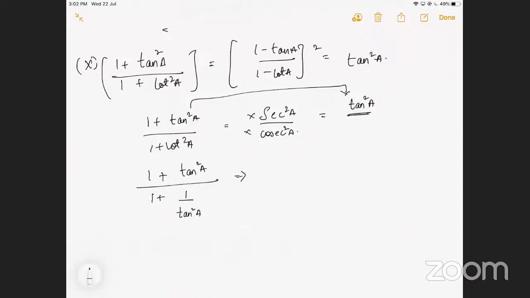So then we'll take LCM in the denominator. Okay, 1 plus tan square A plus 1 into tan square A. So it cancels, we are left with tan square A.